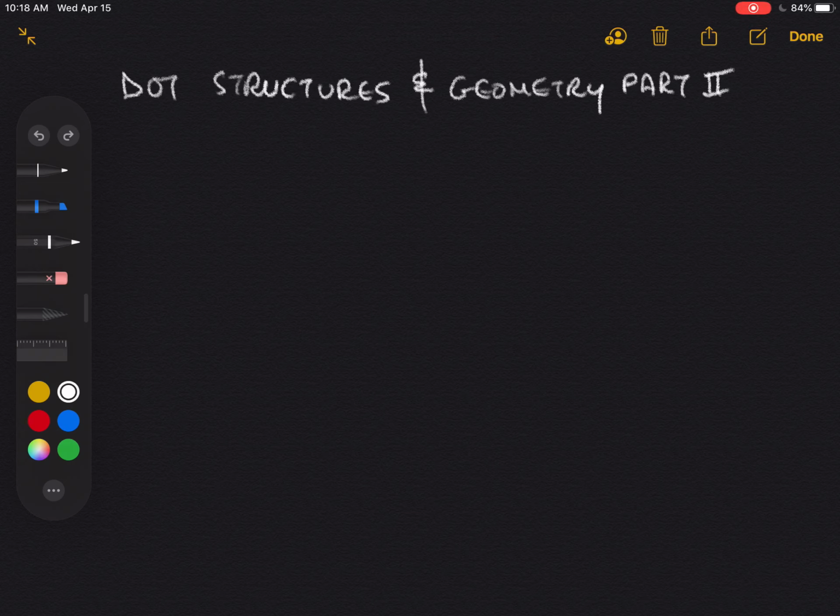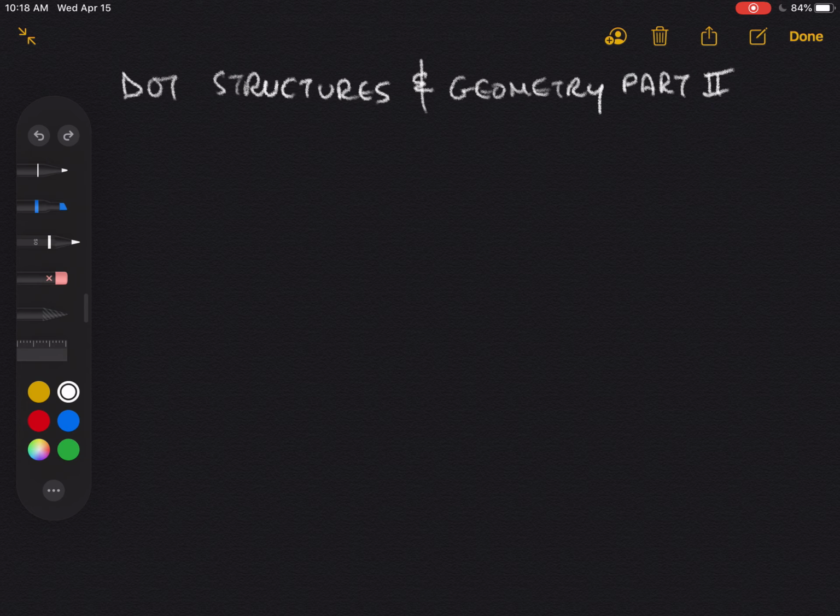Welcome to part two of dot structures and molecular geometry. In this one, we're going to look at the full array of possibilities of molecular geometry. So we're going to make a table to do this. If you're taking notes in here, you might want to give yourself a little bit of space.